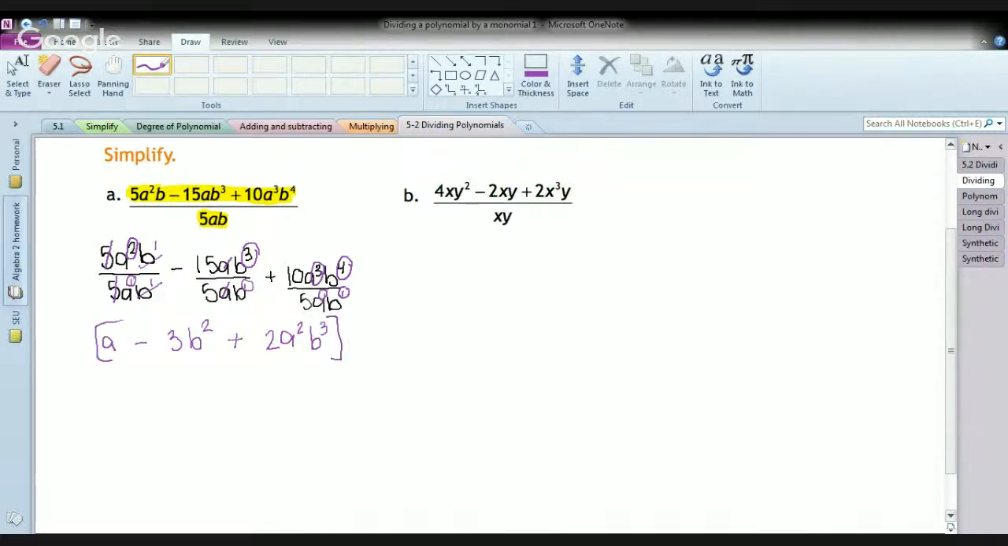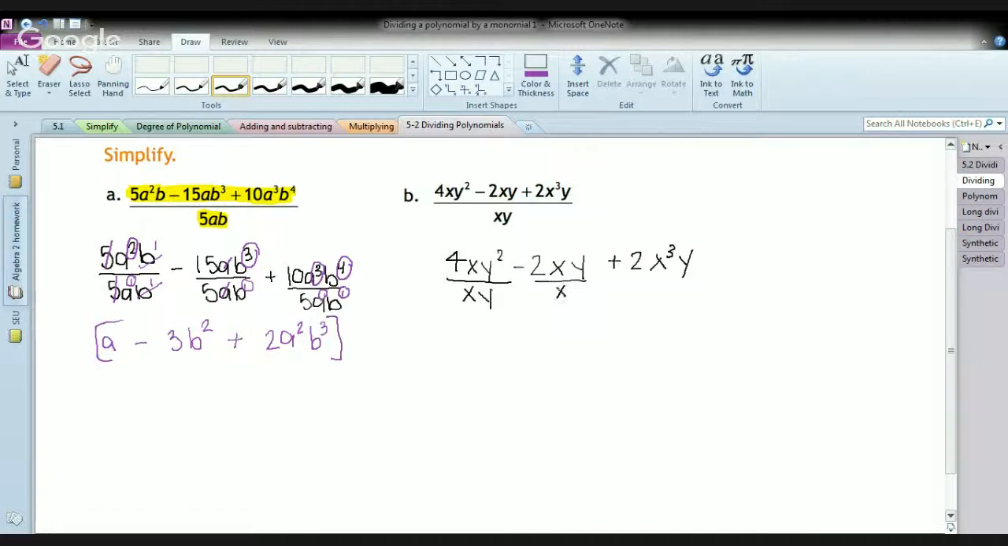So we're going to do the same exact thing for B. Again, we're dividing a polynomial by a monomial. So I'm going to rewrite my terms. And then under each of them, I'm going to put the monomial we're dividing by. So we're going to get started again.